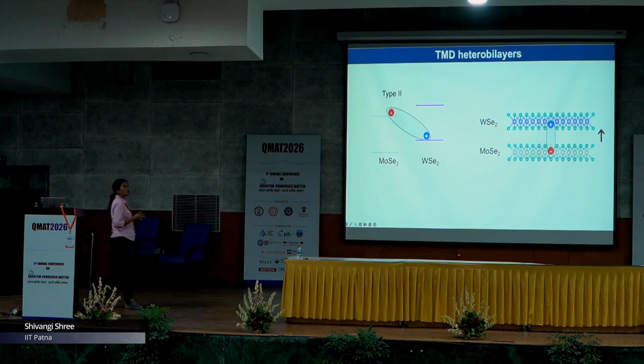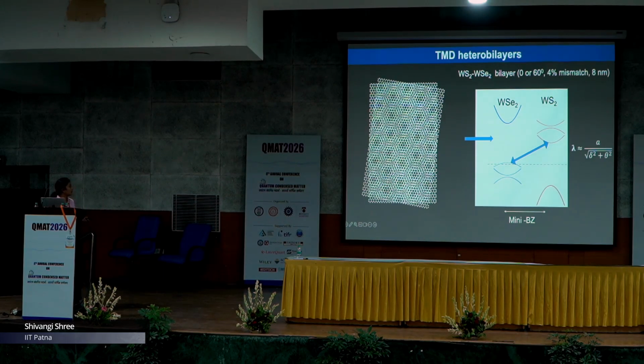So this was on homobilayer. Now coming back to heterobilayer. In these heterobilayers, the interlayer exciton that we see is purely interlayer exciton, which means the electron sits in one layer and the hole resides in the other layer, and it forms this Coulomb bound electron and hole pair.